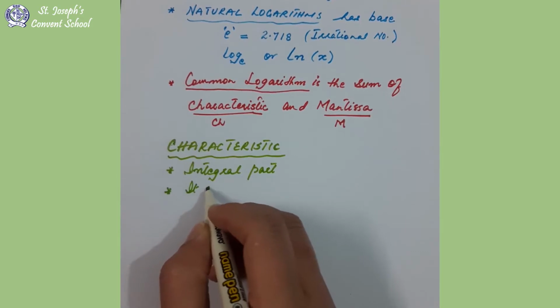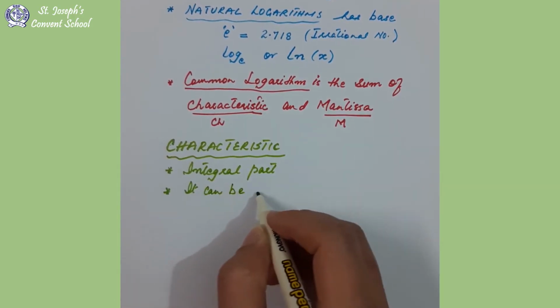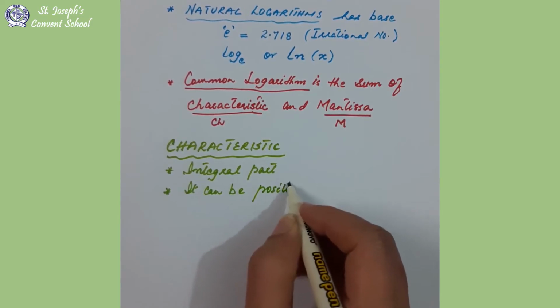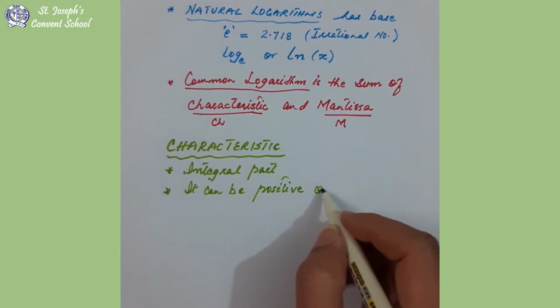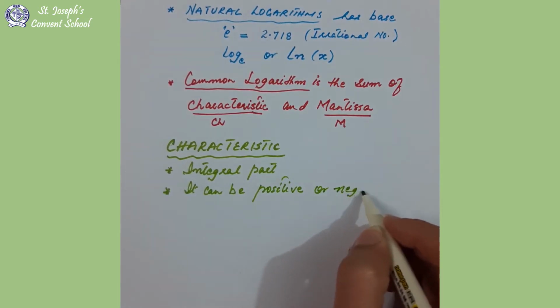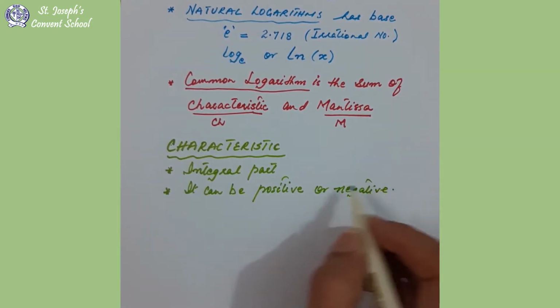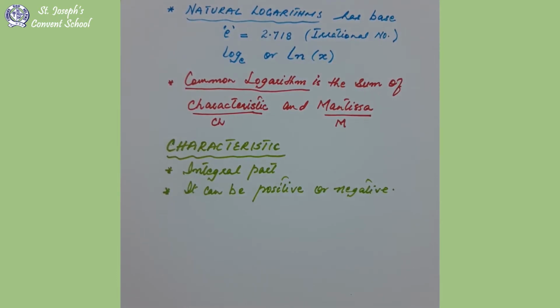Okay, so it can be positive or negative. When you change it into scientific notation, you write 10 raised to the power plus 2 or plus 3, or you write minus 2, minus 3. Okay, so the power actually is the characteristic. So I'm going to just explain you how to shift the decimal. No need to write the power of 10. Just with the help of examples, I'm going to tell you how to find the characteristic.